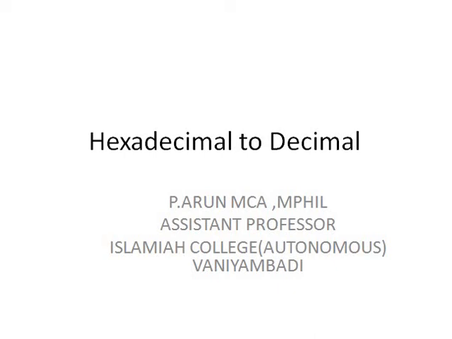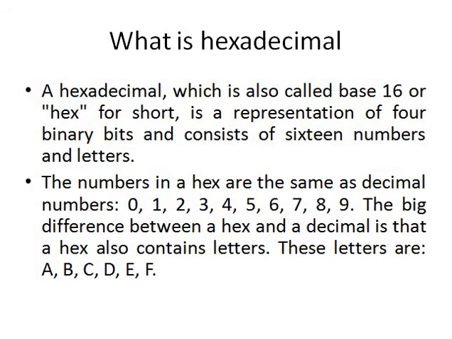So first, we will see what hexadecimal is. Hexadecimal, which is also called base 16 or hex for short. Already in the introduction class I said that binary is base 2, decimal is base 10, octal is base 8 and hexadecimal is base 16. Hexadecimal is a representation of 4 binary bits and consists of 16 numbers and letters.